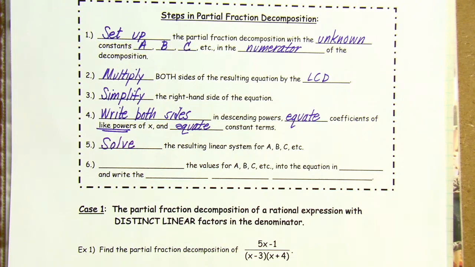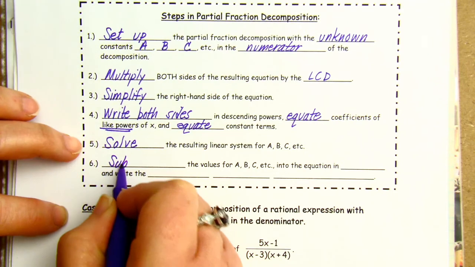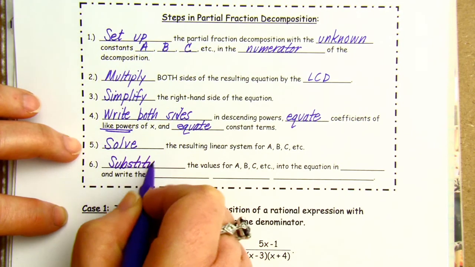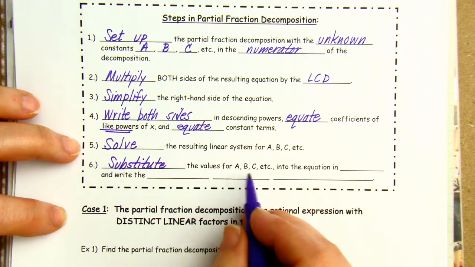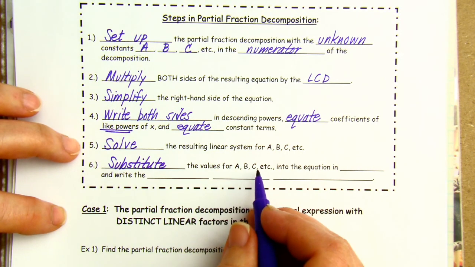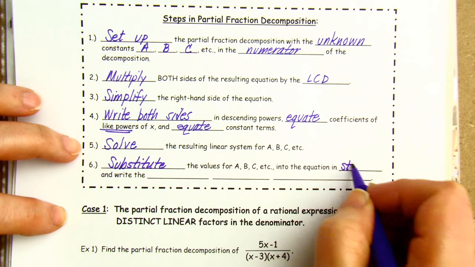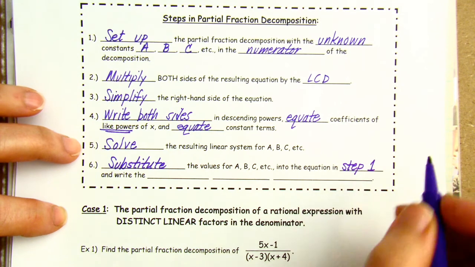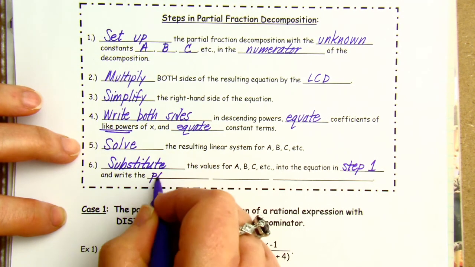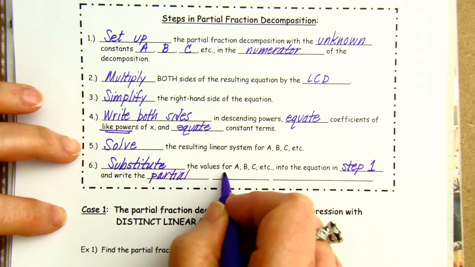Now, once we're done solving, it's not enough. We have to take the A, the B, and the C and substitute the values of A, B, and C into the equation in step 1. And write the partial fraction decomposition.